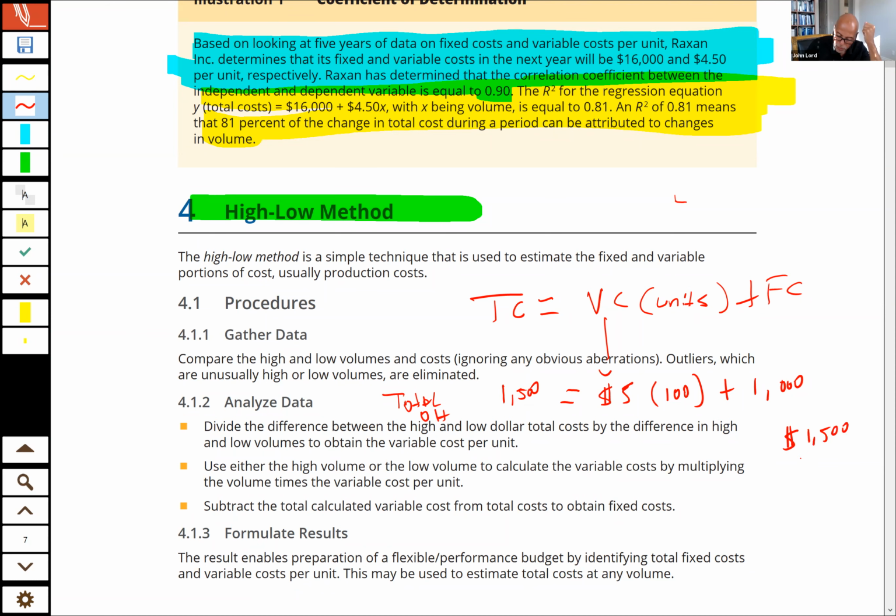We would divide it by what? By the projected units of 100, right? And that would tell me, and let's say this was direct labor hours that we were using as our driver. So every time, what's 1,500 divided by 100? $15.